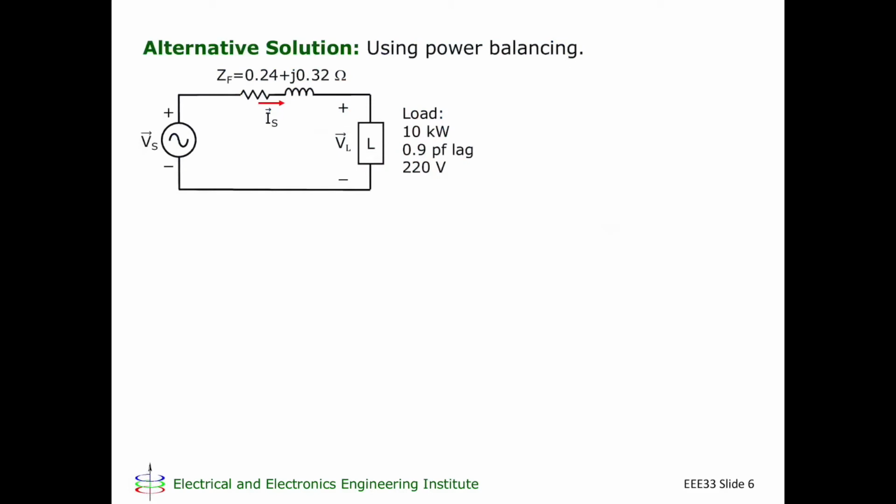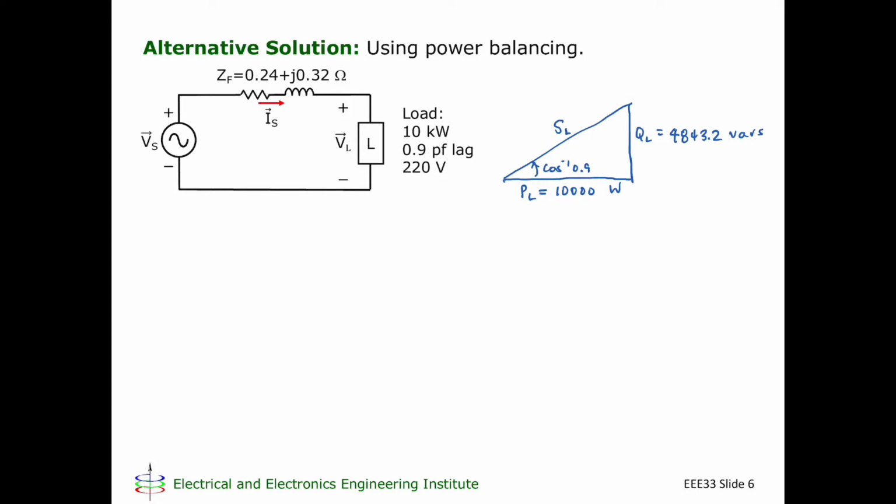Okay, let's do an alternative solution. Let's use power balancing. Again, let's draw the power triangle of the load. This is P sub L equal to 10,000 watts, Q sub L, I already computed that to be 4843.2 vars. This angle is arc cosine of 0.9. What I want to compute is the apparent power S of L.